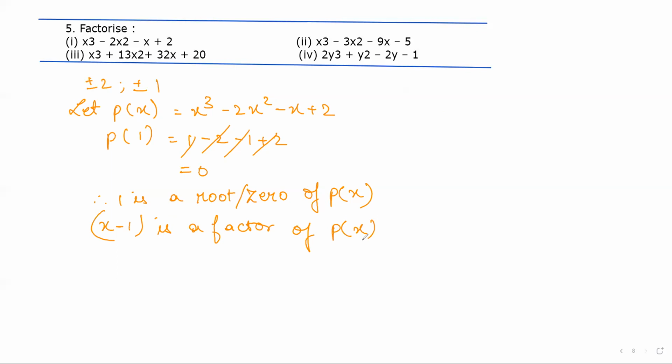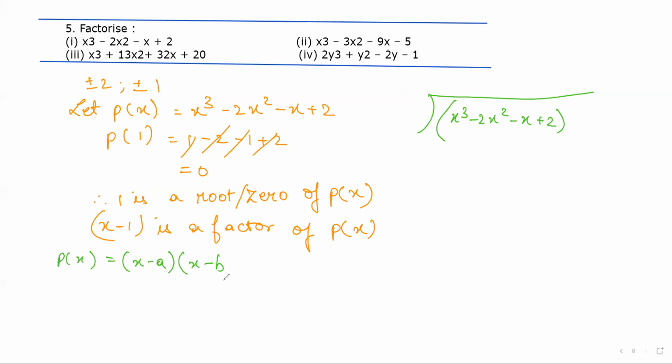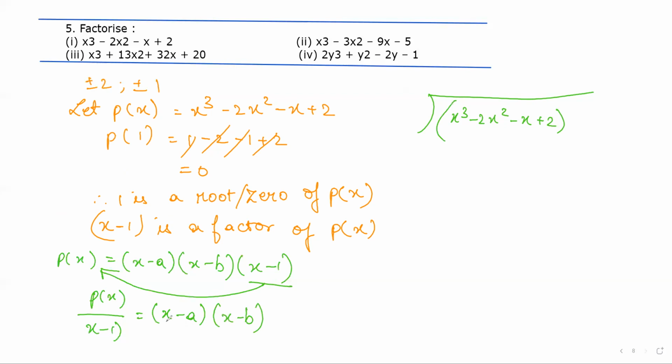This means that by actual division, we can get the other two factors as the quotient. So let's try and divide this. You are dividing P of x, which is x cubed minus 2x squared minus x plus 2, by x minus 1, which is a factor of P of x. It means P of x can be written as x minus a, x minus b, x minus 1. On dividing P of x upon x minus 1, you get x minus a into x minus b. Your job is to calculate these values. On the right hand side, you have a quadratic polynomial.